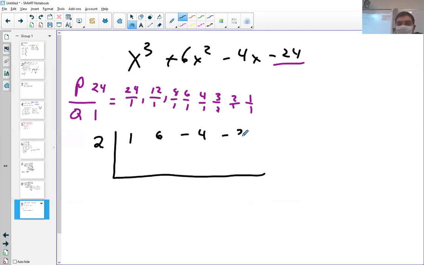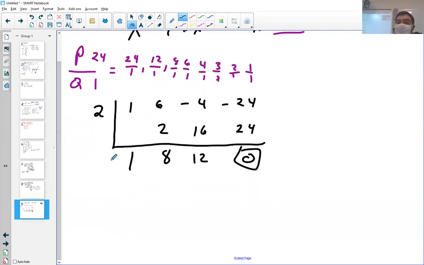You set it up like this. I'll do the positive version first, but there were both answers, so I could do negative right after. So when you go down, you add, and when you go up, you multiply. 6 plus 2 is 8. 8 times 2 is 16. 16 plus negative 4 is 12. 12 times 2 is 24, plus negative 24 is 0. When you get to 0, you're very happy.